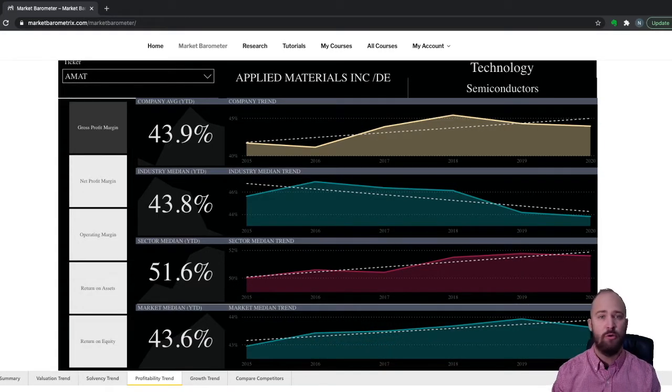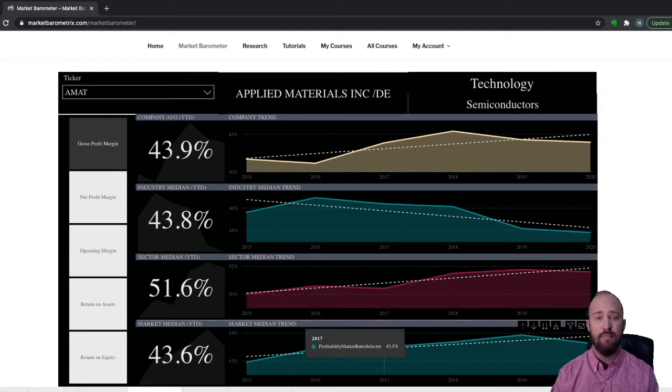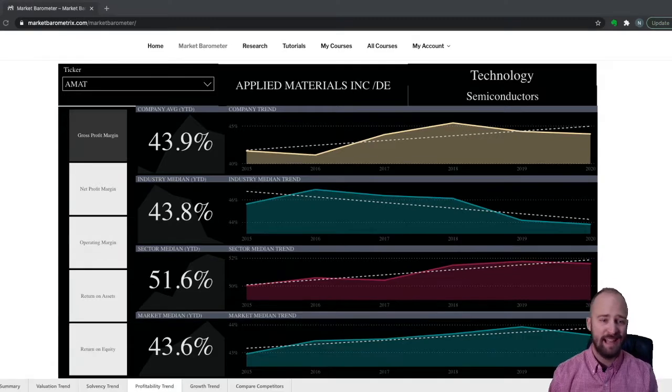So this is how we're going to perform our comparative analysis, right? We're going to put the top chart here, Applied Materials itself, and measure it relative to the industry median, the sector median, and the market median. At a glance, we see that with a year-to-date average gross profit margin of 43.9%, Applied Materials is on par with the industry median. So its gross profit margin is about the same as its direct competitors in the semiconductors industry.